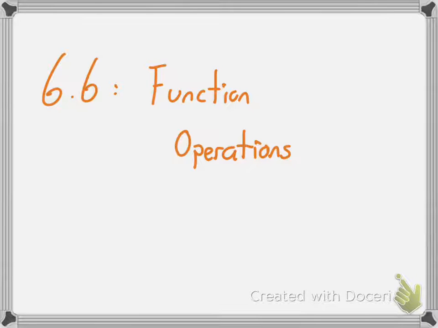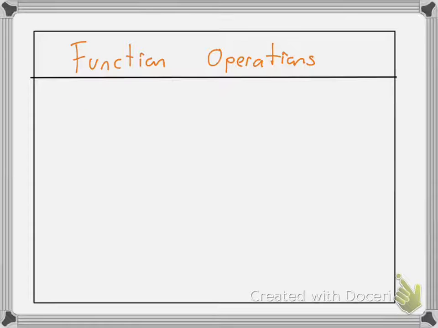In section 6.6, we're going to be talking about basic function operations and composite functions. So for function operations, we're going to run through what the basic rules are if I combine two functions f of x and g of x, and how I can do that.